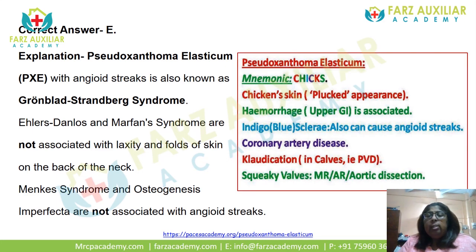CHICKS is a mnemonic for some of the features of pseudoxanthoma elasticum: chicken skin or plucked appearance, hemorrhage, especially upper GI, indigo or blue sclera, which can also cause angioid streaks, coronary artery disease, claudication with a K, and squeaky valves in mitral regurgitation, aortic regurgitation, or aortic dissection.